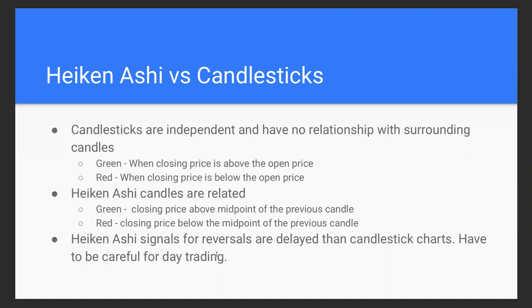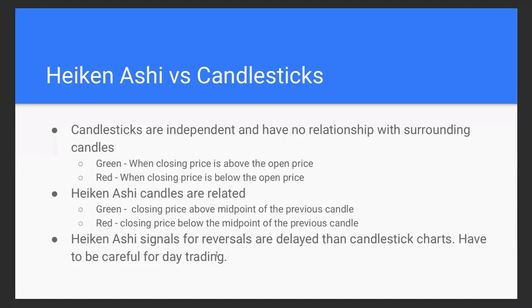That is why it is called average. It is always averaging the open and the close, right? So green means the closing price is above the midpoint of the previous candle, because our open is the average of the previous close and the open. Red is the closing price below the midpoint of the previous candle.